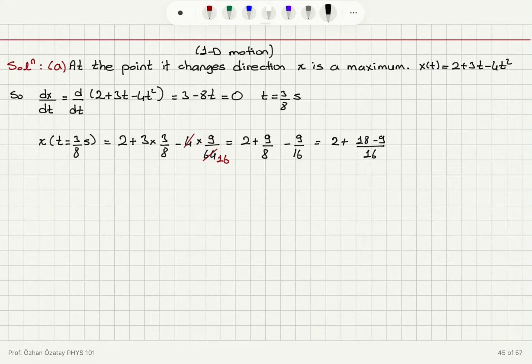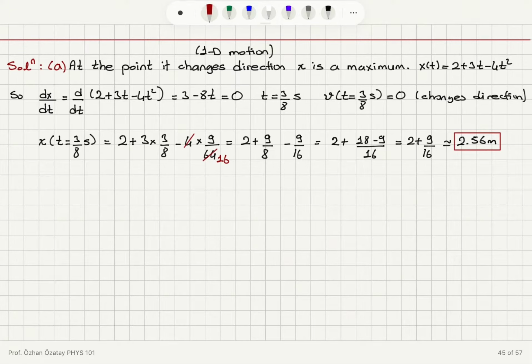If we have a common denominator here, we multiply the second term by 2, top and bottom. So we're going to obtain 2 plus 9 over 16, which is roughly 2.56 meters. So this will be our maximum distance from the origin, 2.56 meters. And once again, I note here that velocity at t equal to 3 over 8 seconds must be equal to 0. It changes direction.